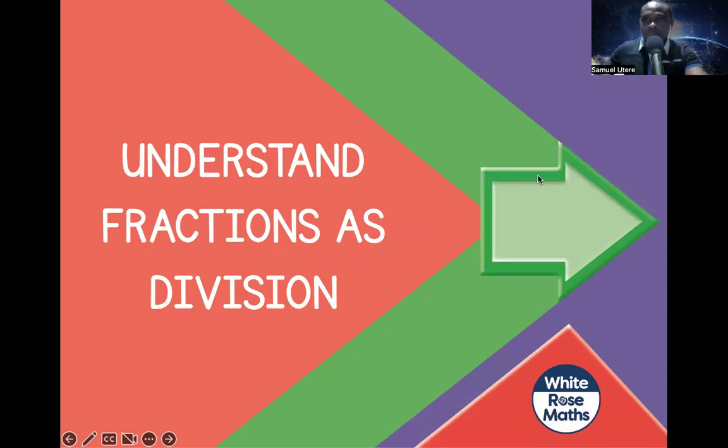So, in your previous lesson, you learned how to identify and use simple equivalent fractions. In today's lesson, you're going to understand fractions as division and how to use that understanding to use your calculator to work on other different types of fractions that you may find challenging and to compare whether they're equivalent or not.